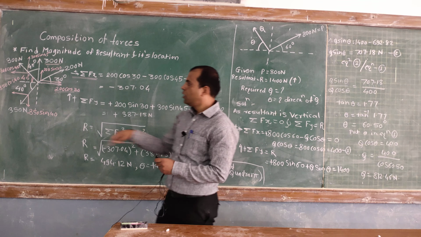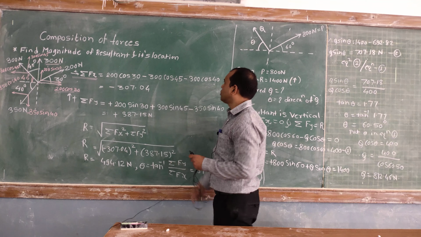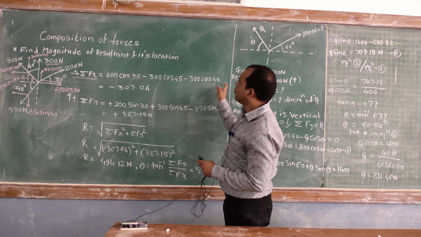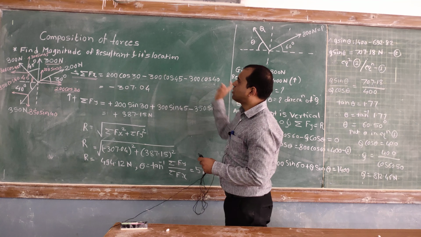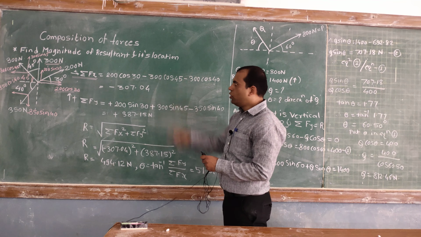what is its x component? Minus 350 cos 40 degree. So if we algebraically add these components, you will get the summation of Fx of all the forces, that comes out to be 307.04 Newton. Okay, similarly we have to find out the summation of Fy.